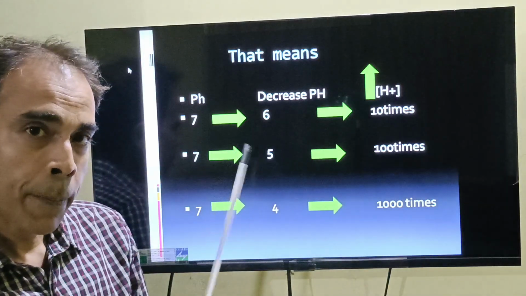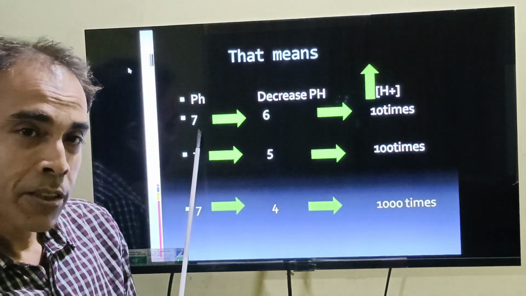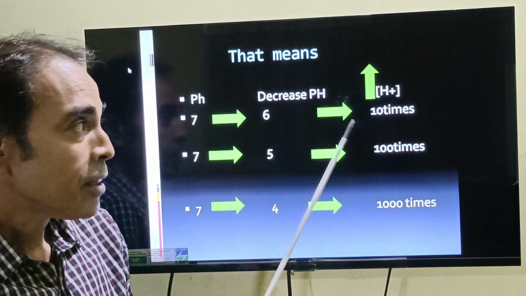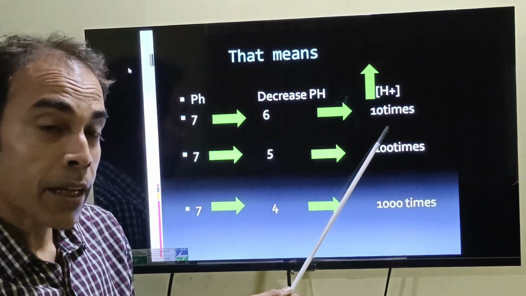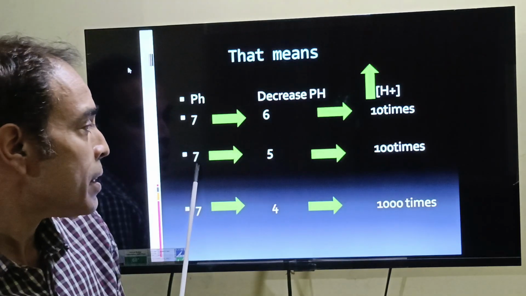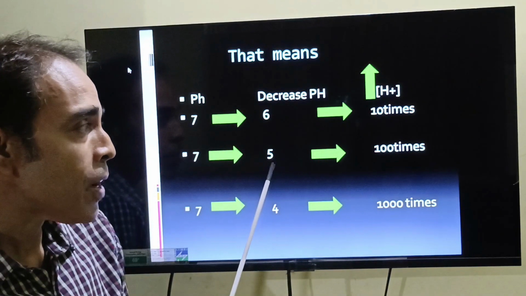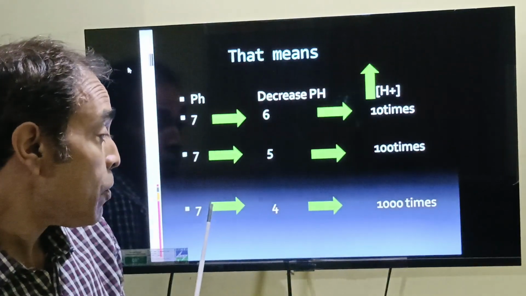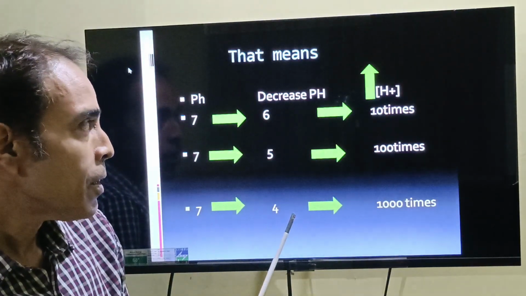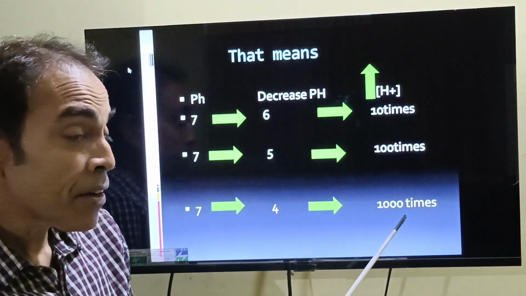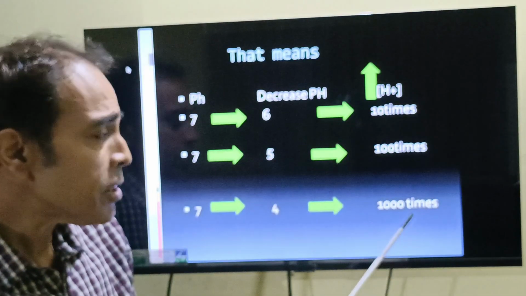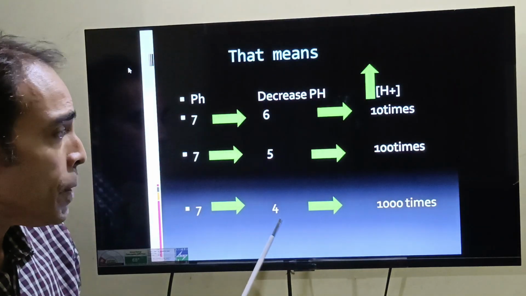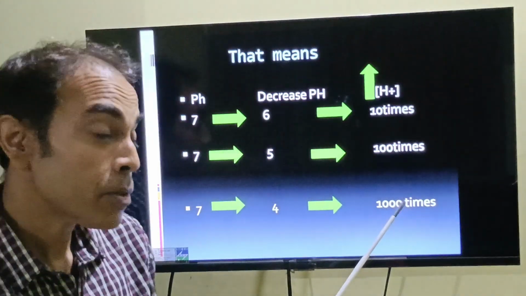So this chart depicts the problem. Suppose we have a pH of 7 and the pH decreases to 6, the hydrogen concentration increases 10 times. When the pH decreases by 2 units, to 5, the hydrogen concentration increases by 100 times. And when it decreases by 4, it increases by 10,000 times. Just imagine, just one unit difference is 10 times, and a larger difference becomes many times more.